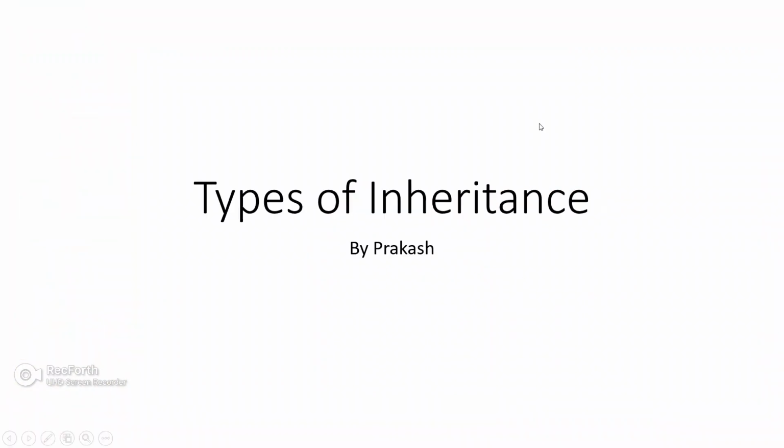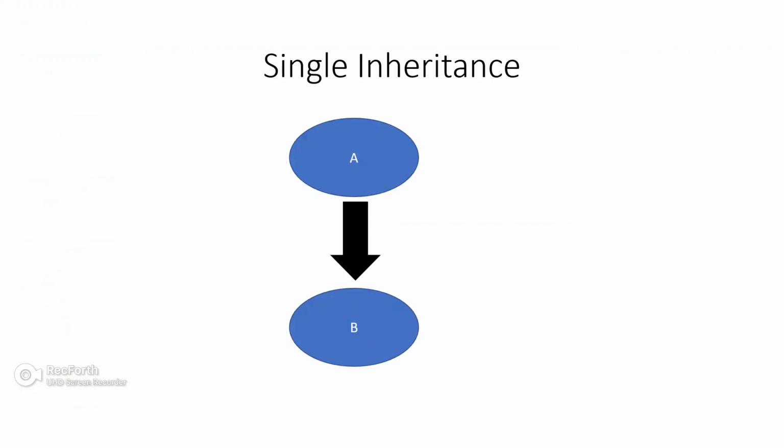So all these different types and their diagrammatical, pictorial representations, because in interviews they ask, draw the diagram of single inheritance or simple inheritance. Then you need to draw this: parent class A is inherited to B. Simple to understand, guys, but do not say A to B like this. This is only for basic understanding.